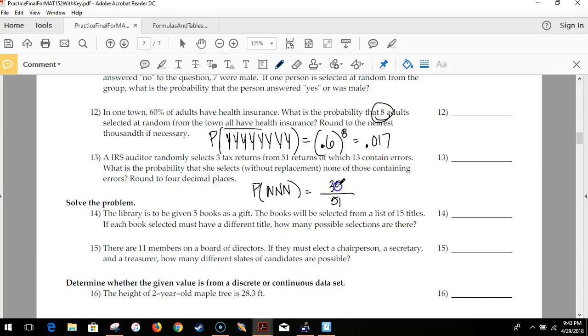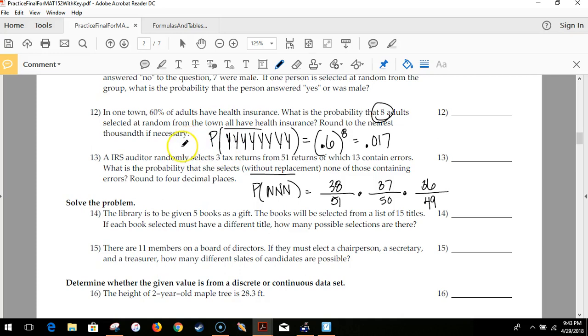So the probability that you go in and pick somebody's return and they don't have an error on the first pick is 38 out of 51. But then you keep it, right, because this is without replacement. So when you go to get another one, there's not 51 in there, there's only 50. And you kept one that didn't have the error, so that's 37. And then when you go for your third, you picked the first 2 out, so now there's only 49, and the top is 36.